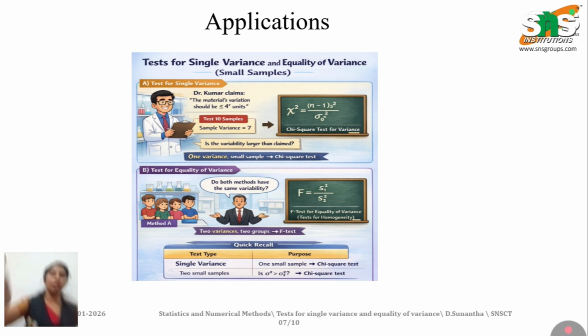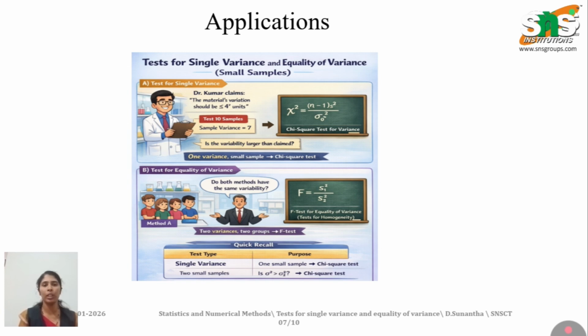Here, for the population variances, the null hypothesis is framed in such a way that S1 square is equal to S2 square. Next, the alternative hypothesis is framed as S1 square is not equal to S2 square, or S1 square is greater than S2 square, or S1 square is less than S2 square. Then the level of significance is fixed at 5% level.